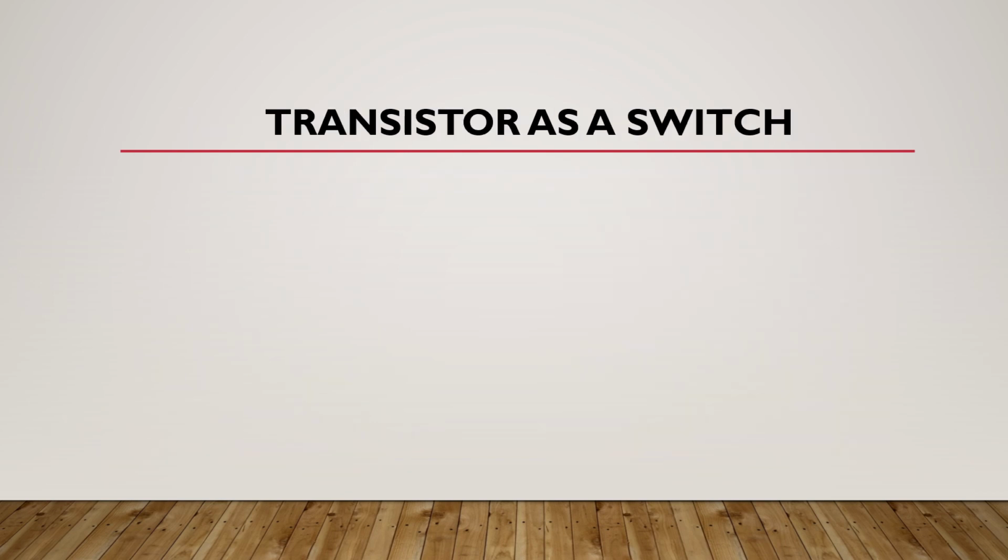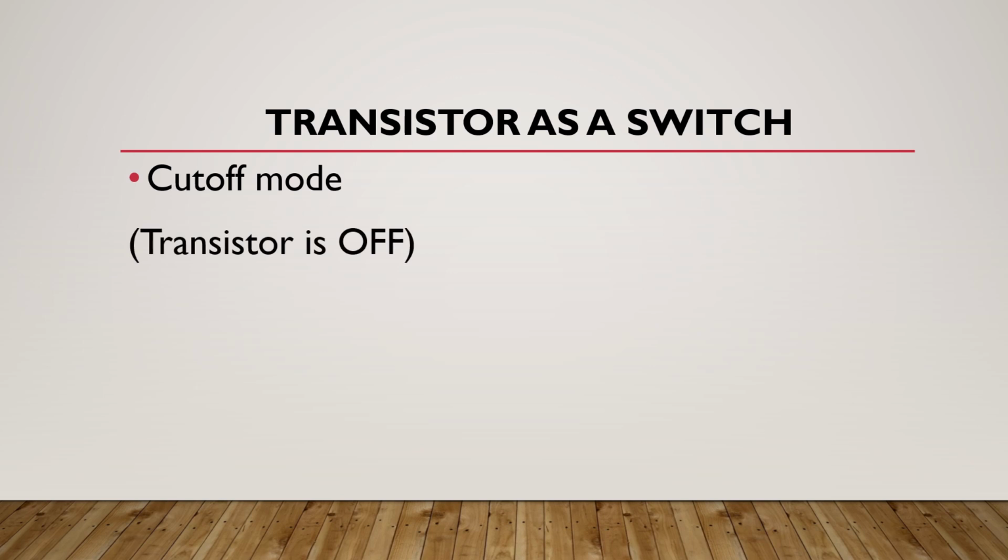Now we will understand how a transistor acts as a switch. As I have mentioned earlier, a transistor acts as a switch in cutoff and saturation modes. In cutoff mode, both collector-base and emitter-base junctions are reverse biased, and we know that in reverse bias condition, no current flows through the device, hence no current flows through the transistor. Therefore, the transistor is said to be off and acts like an open switch.